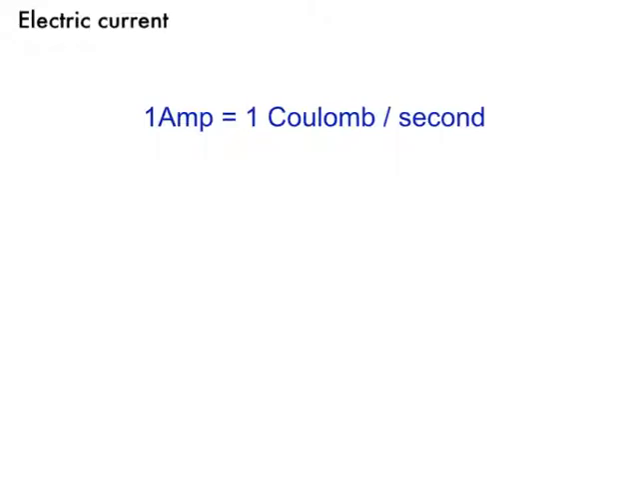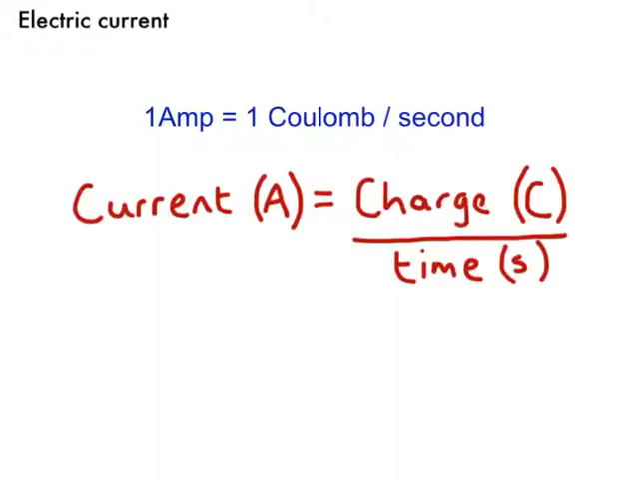Okay, so from that we can sort of see that current and charge are related by an equation, and that equation is this one. Okay, current measured in amps is equal to the charge measured in coulombs divided by the time measured in seconds. Okay, and to make that equation even simpler, we can just show it like that. Okay, so I for current is equal to Q for charge divided by T for time.